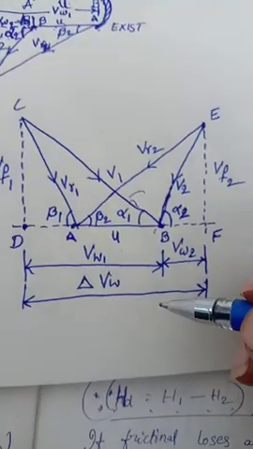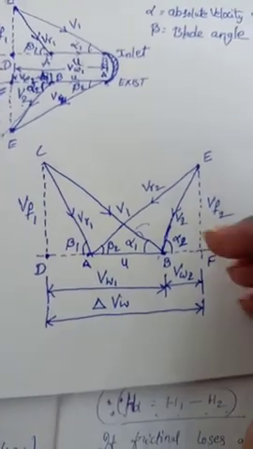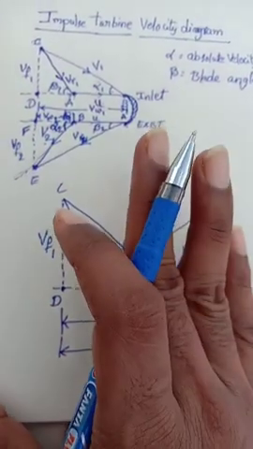Okay, this total length is called from change in real velocity. So this is the velocity diagram to draw for the impulse turbine.